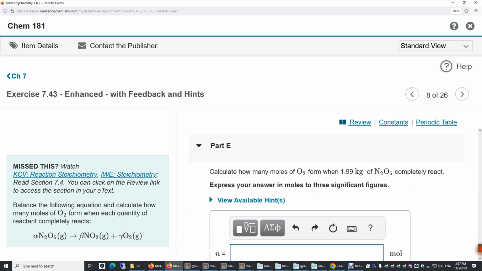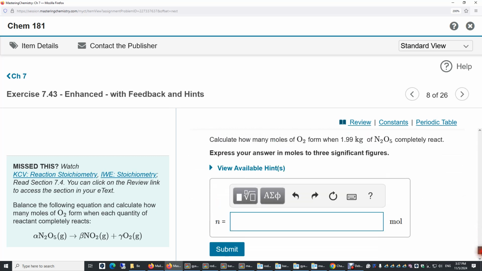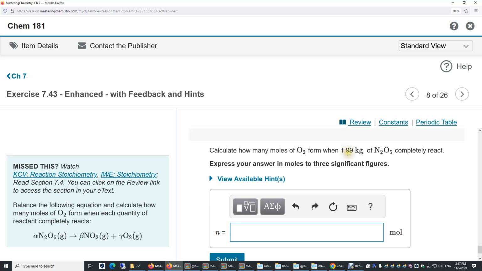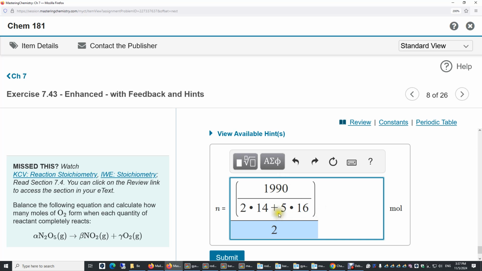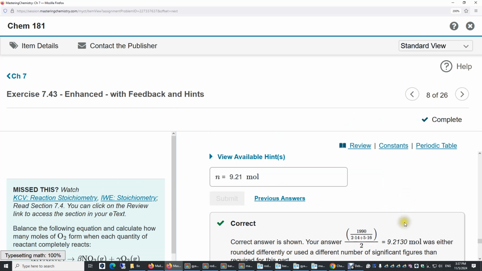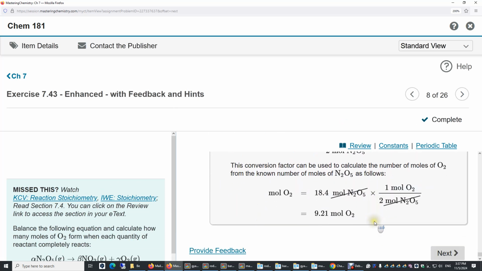Oh, part E. This is the last part. We have 1.99 kilograms. So similar calculation, we have 1.99, actually it's 1990 grams, divided by 2 times 14, 2 nitrogen, 5 oxygen, and then divided by 2. We have this expression as the number of moles of oxygen gas. Alright, that's it.